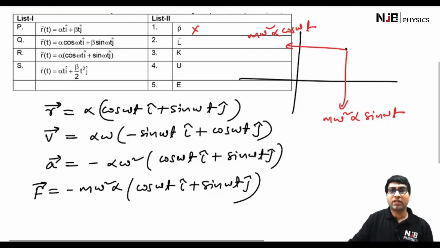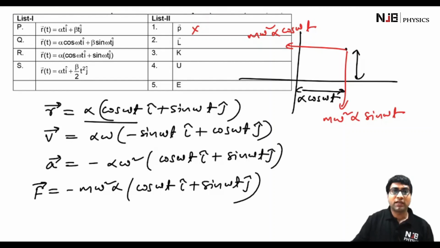And what is the x coordinate of this particle? It is going to be alpha cos omega t. So this distance is alpha cos omega t, and the y coordinate of this particle is alpha sine omega t.